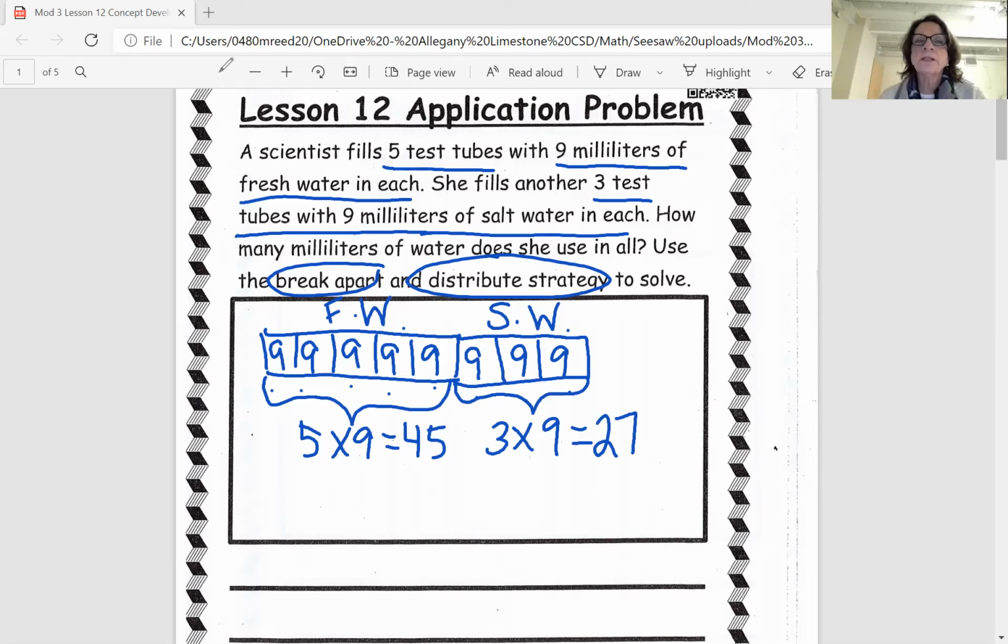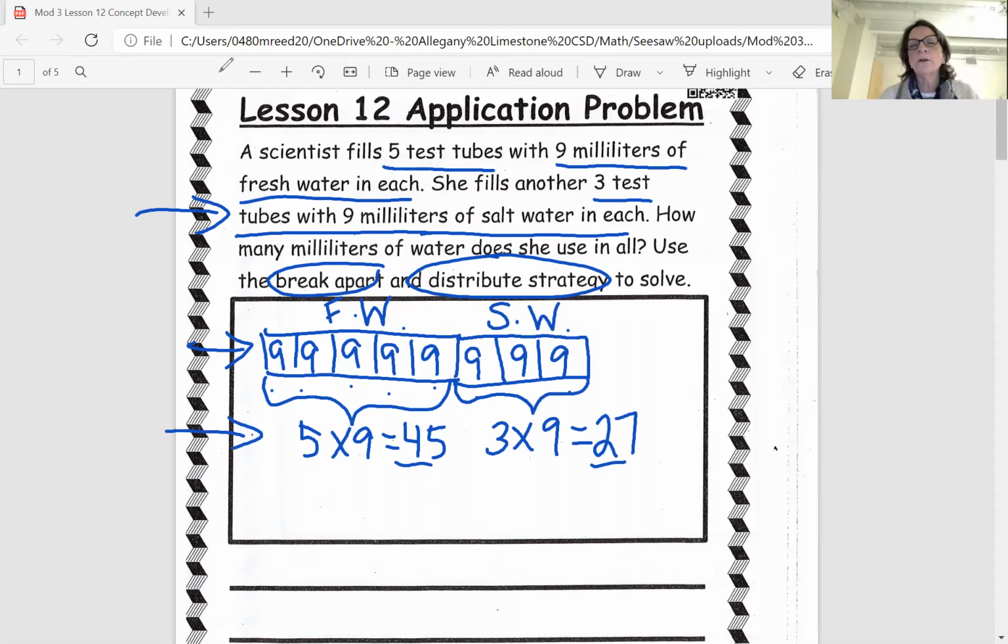All right. Now the question is asking me how many milliliters of water does she use in all? Well, if I know the fresh water is 45 milliliters and the salt water is 27 milliliters, then how am I going to get how much water she used in all? I need another number sentence. And remember, boys and girls, this is your picture. This is your reading and underlining your notes. These are your number sentences, but I'm not quite done. This is kind of a 2-step problem, really a 3-step problem.